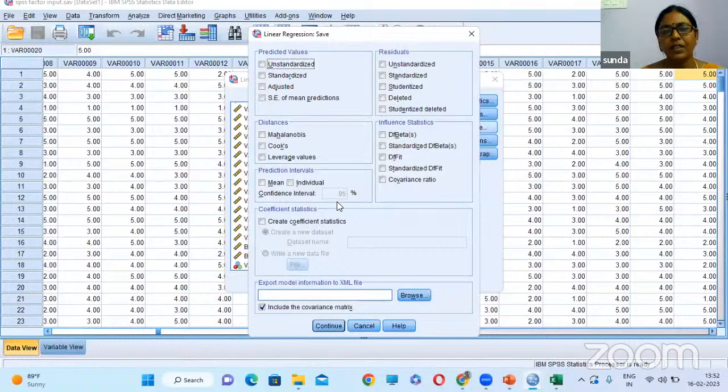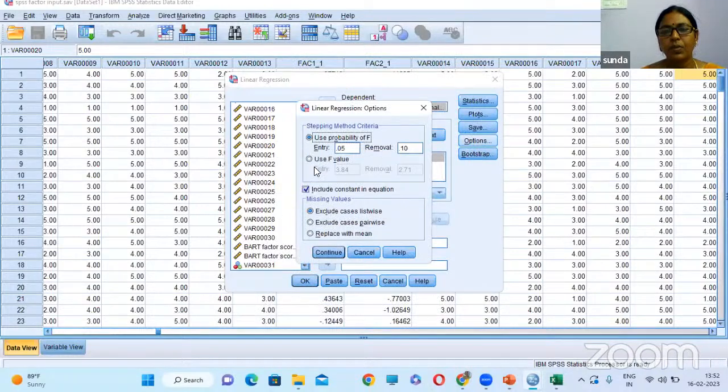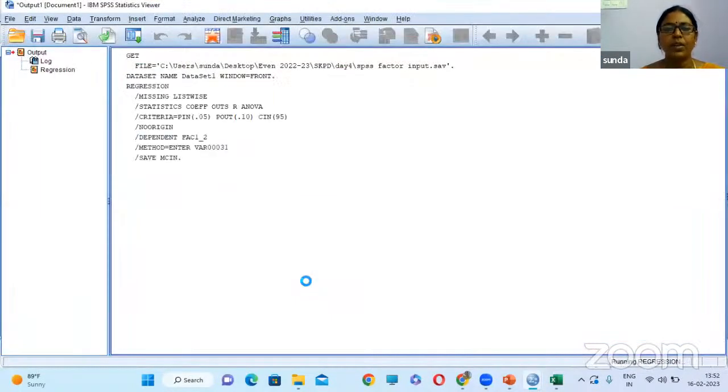The level of confidence that we have to give. The confidence level, we have to click. Only then we will be able to get that. Select that. And then in your options, whatever option you want to give, your probability, removal of items which are having less than 0.1. So those details, if you want, you can give. And with that, you can proceed with your analysis. Just give OK. You'll get your result.